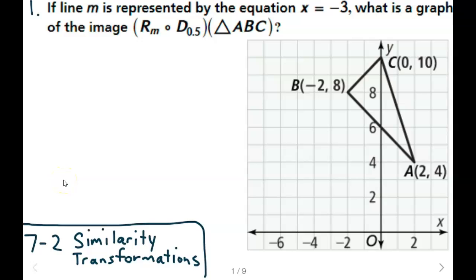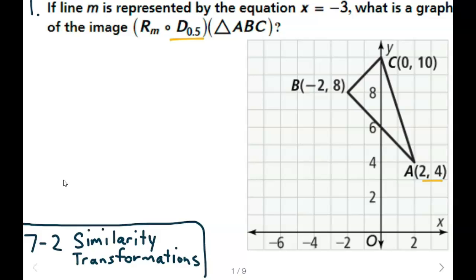All right, so we're going to perform some similarity transformations here. Much like composition of transformations like we did before, we're going to do the one on the right first. So we're going to use a scale factor of 0.5 and do a dilation based on that.